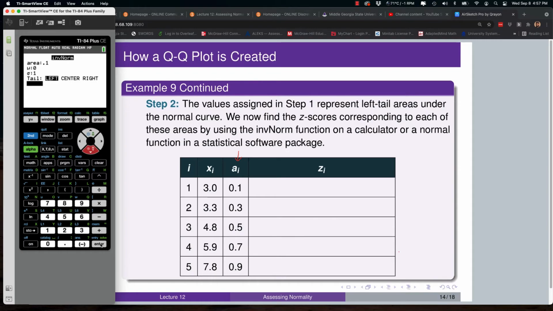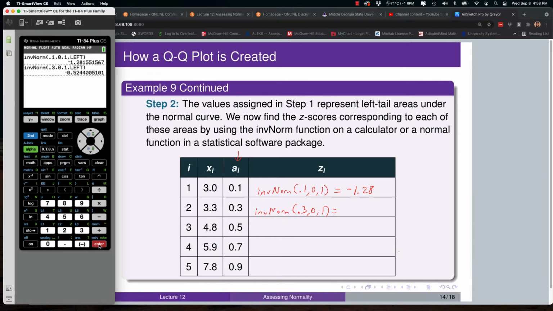And I probably won't go back in here to do each one of the rest of these, but boom. I get negative 1.28 if we round to 2 decimal places. So that was inv norm of 0.1, 0, 1 for the standard normal curve, and that value is negative 1.28. If we do it for the remaining ones, it's going to be 0.3, 0, and 1. If I just call that back up, hit second and enter, it'll bring it back up, and I can just change that to 0.3.